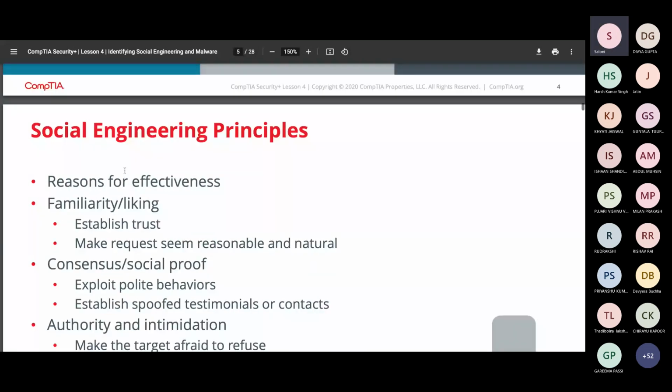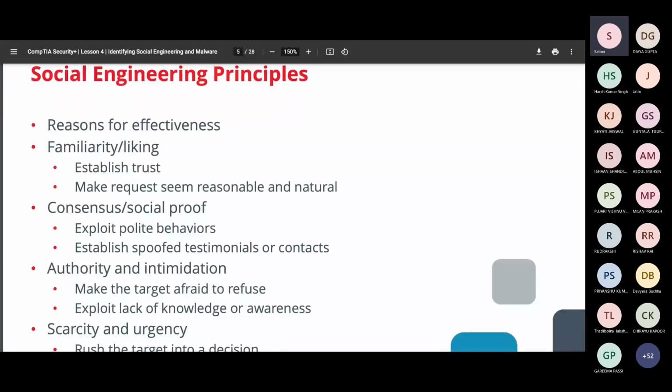Then we have social engineering principles. Before moving forward with the principles, are you now clear about the basic concept of social engineering? What is exactly being done in social engineering, or hacking the human? What does it mean?